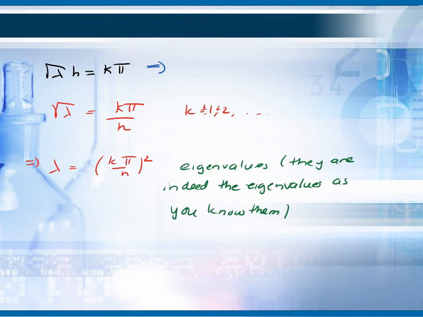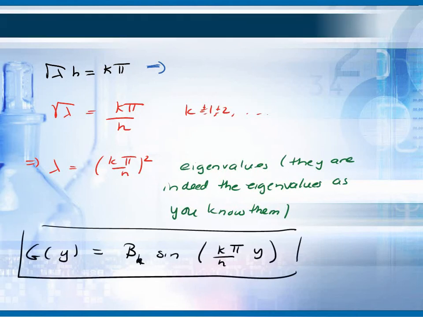So the eigenvalues are indeed the eigenvalues as you know them, by the way. And I get a sequence of solutions for g of y. It should be really g subscript k, because I get a sequence of them. All of them work. All of them, if you substitute them back for g of y, will work. Of the form b sub k sine of k pi y divided by h. And those are different constants for every k.